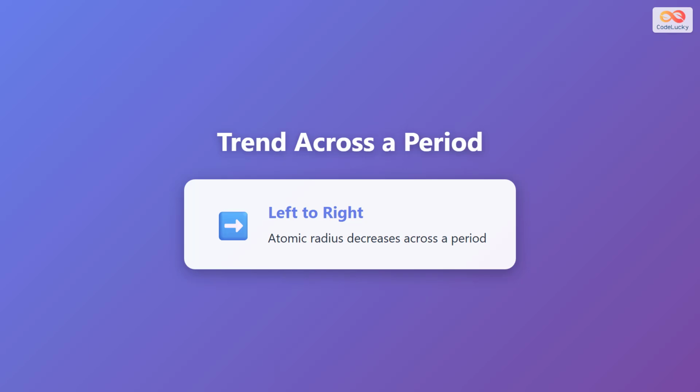Now let's look at how atomic radius changes across a period. A period is a horizontal row on the periodic table. As you move from left to right across a period, the atomic radius decreases. This means atoms get smaller as you go across the row. This might seem counterintuitive at first, but there's a clear reason for this trend.